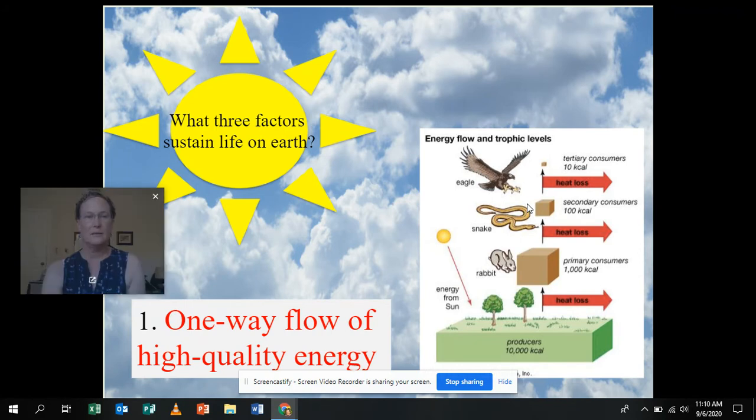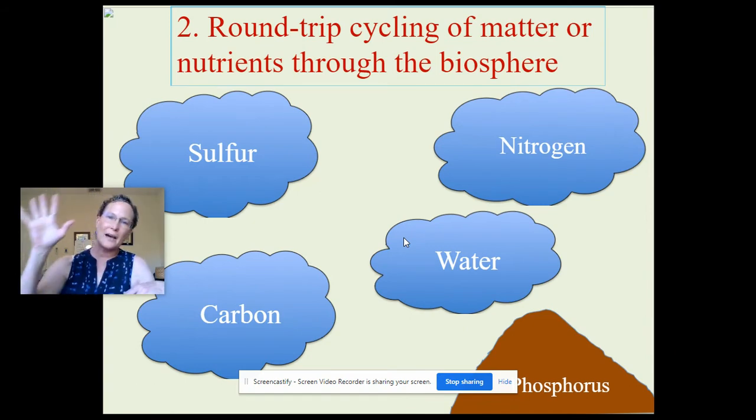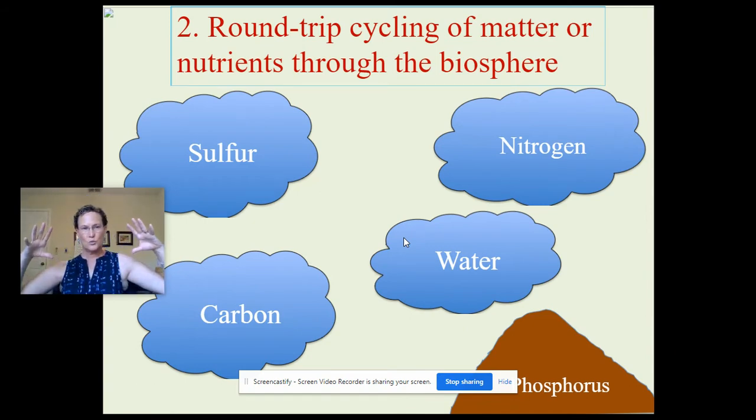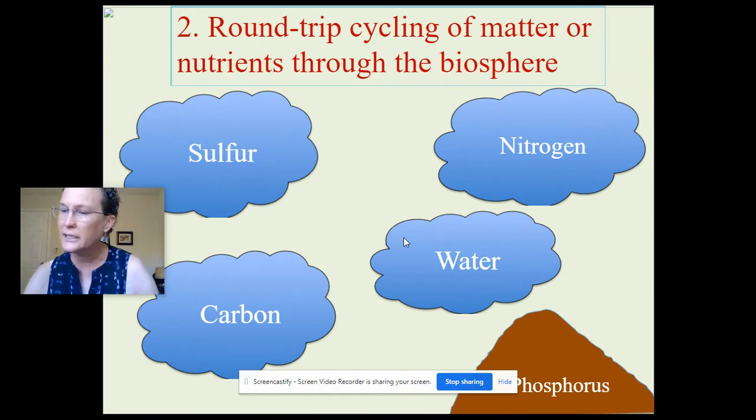Now, the second big thing is the round trip cycling of matter and nutrients through the biosphere. We have a limited amount of things on Earth: a certain amount of carbon, sulfur, nitrogen, water, and phosphorus. These things move through the air, land, and water constantly. Sulfur, nitrogen, water, and carbon constantly move through the hydrosphere, lithosphere, and biosphere, whereas phosphorus only goes through the earth and the water. We'll talk a lot about biogeochemical cycling, and that's a really important part of APES.